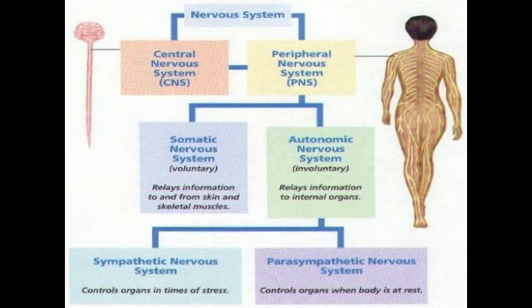Okay, so as you can see here in this diagram of the human nervous system, the nervous system consists of many divisions. The 2 main divisions are the central nervous system, referred to as the CNS, and the peripheral nervous system, referred to as the PNS. The central nervous system is the integration and command center of the body. It consists of the brain and spinal cord.